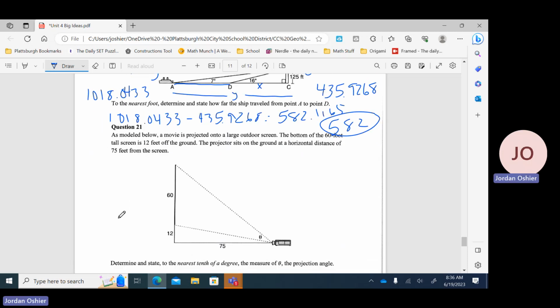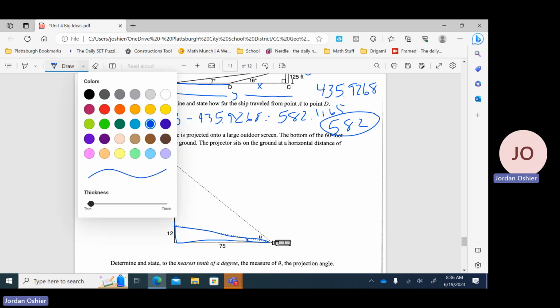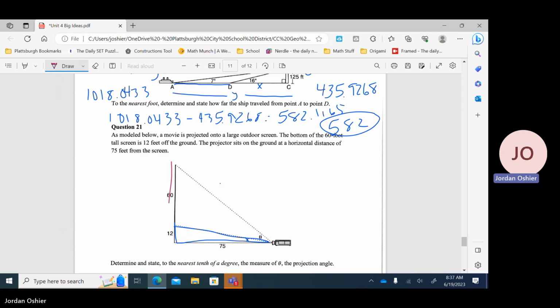The next one is a similar question, but they're actually doing it with angles. So you're still going to find your two right triangles. So here is the first right triangle. That angle will be X. And then my second right triangle, just trying to get a different color here, is this entire right triangle. And that angle I'm going to call Y.